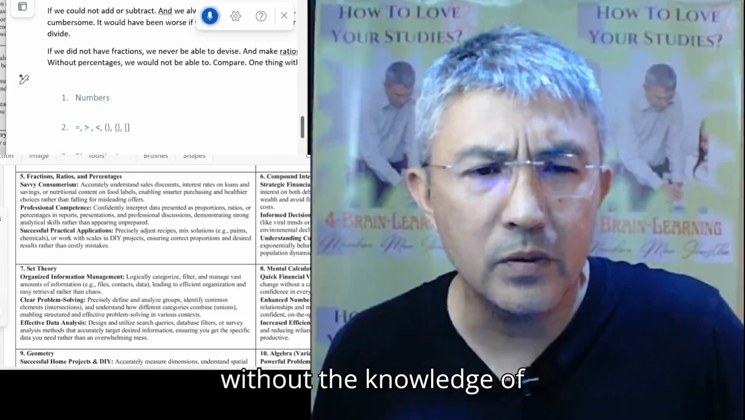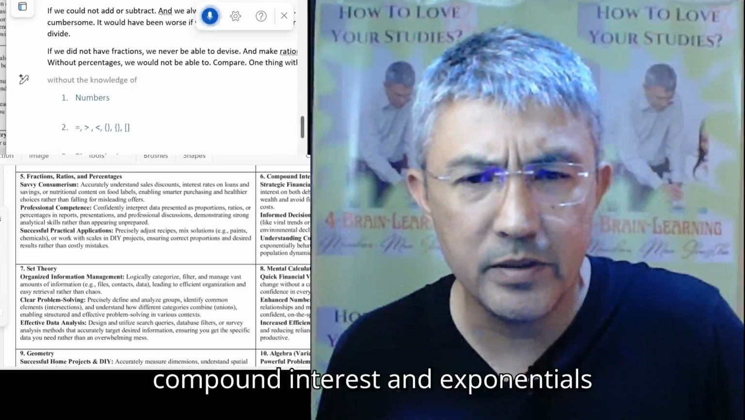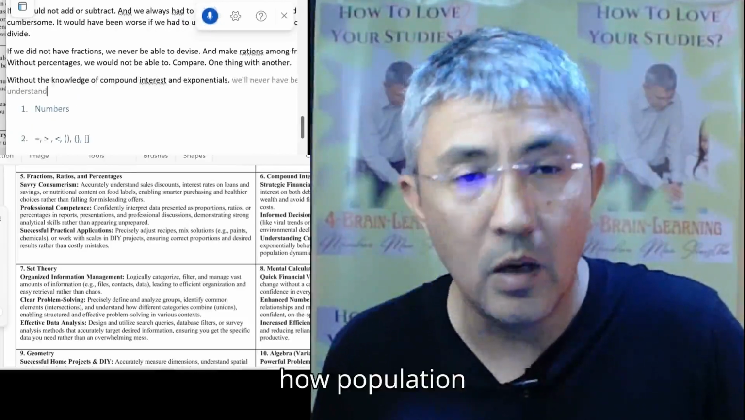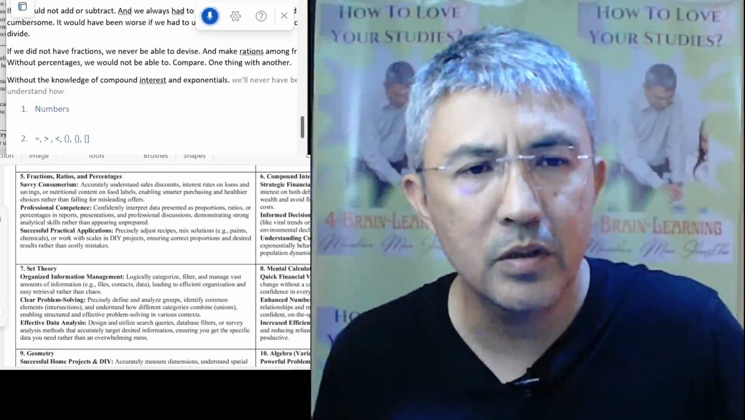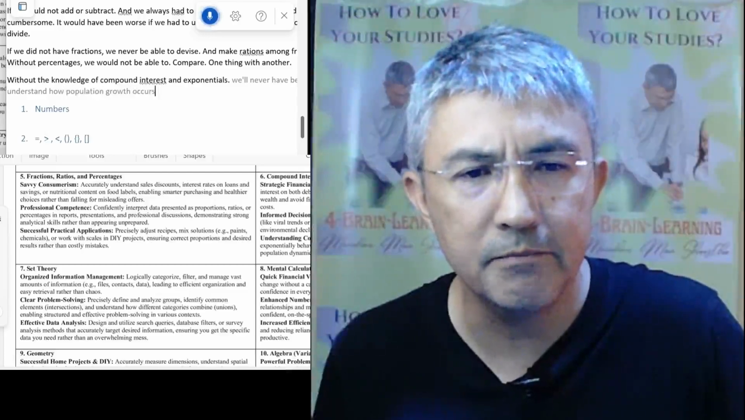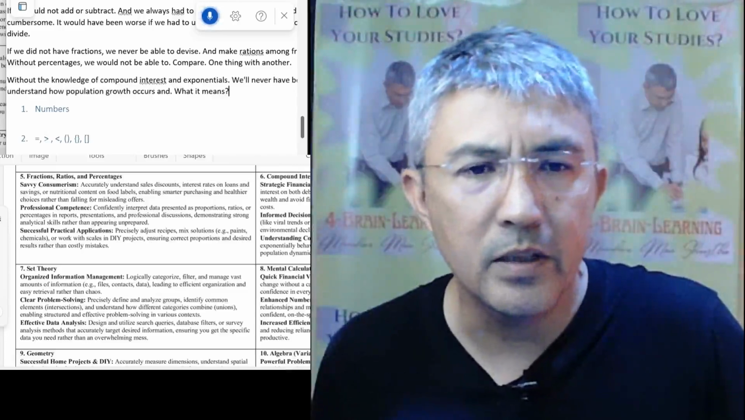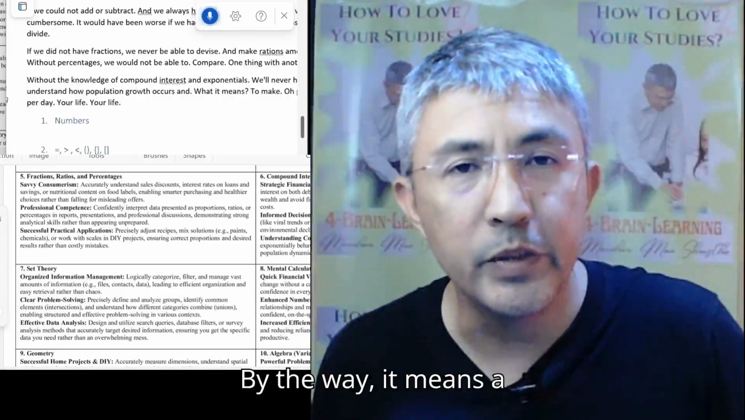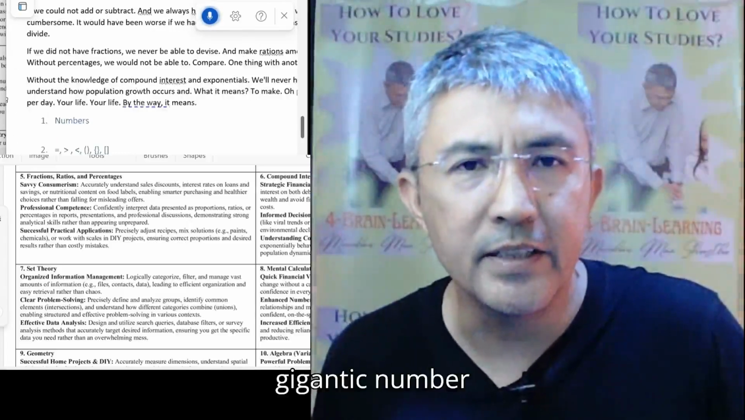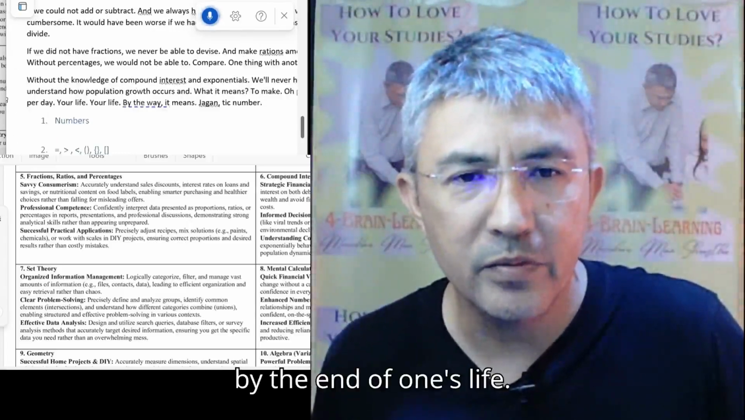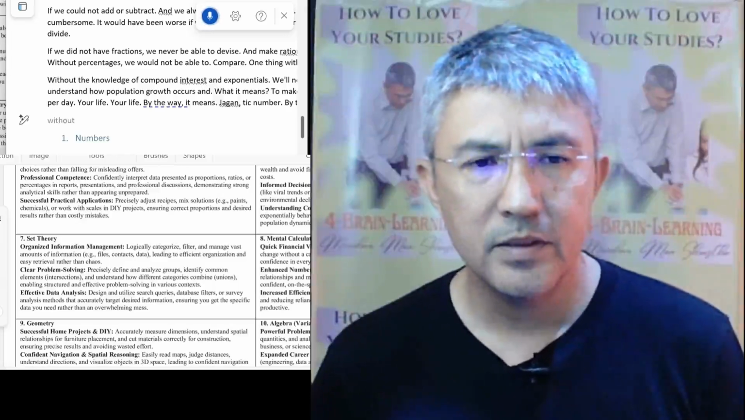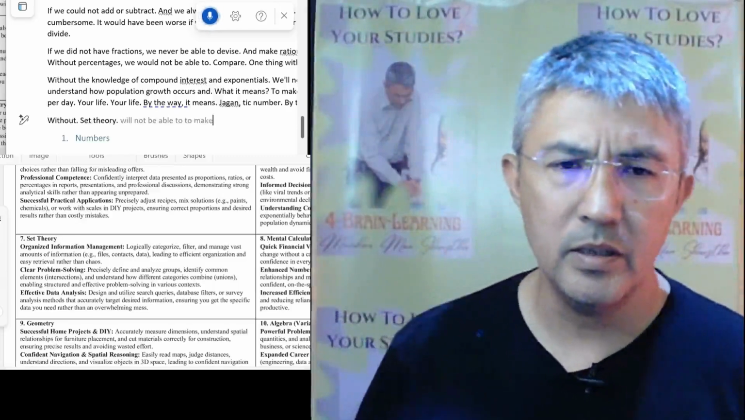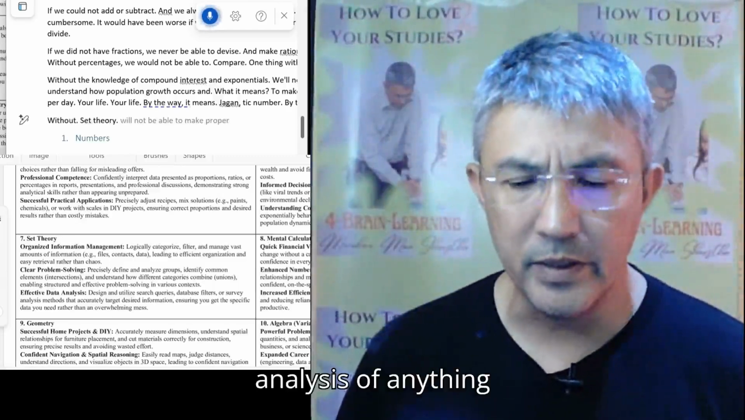Without the knowledge of compound interest and exponentials, we'll never have been able to understand how population growth occurs and what it means to make a 0.1% improvement per day for the rest of your life. By the way, it means a gigantic number by the end of one's life. Without set theory, we will not be able to make proper analysis of anything.